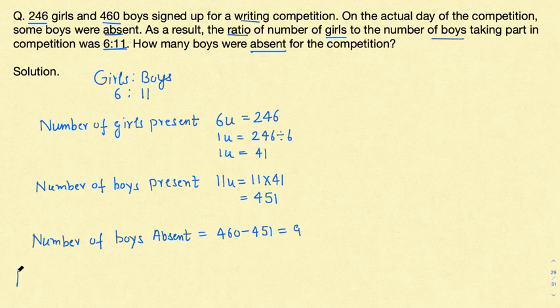That means, let's write our answer quickly. 9 boys were absent during the competition. So that's the solution of our question.